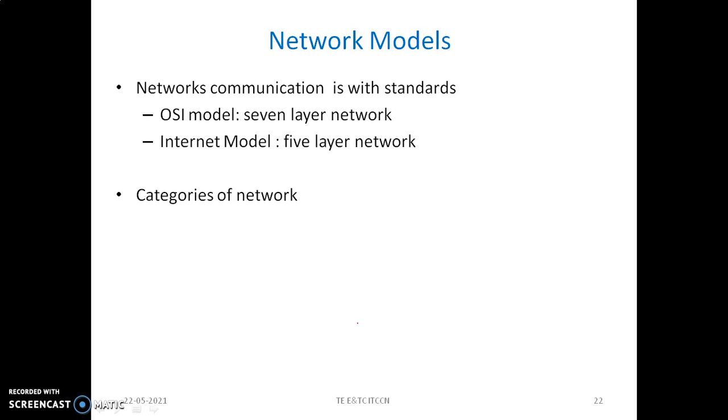One of them, which was the initial one, was the Open System Interconnection model, which has 7 layers. So it is a 7 layer network. Another is the internet model, which is also called the TCP/IP suite, which has 5 layers in total. We'll be seeing both these models in more detail in the next sessions. But right now, how can we categorize the networks? Instead of going into the models, let us learn some brief details about the local area network, wide area network, and metropolitan area network. So the categories of networks are LAN, WAN and MAN.